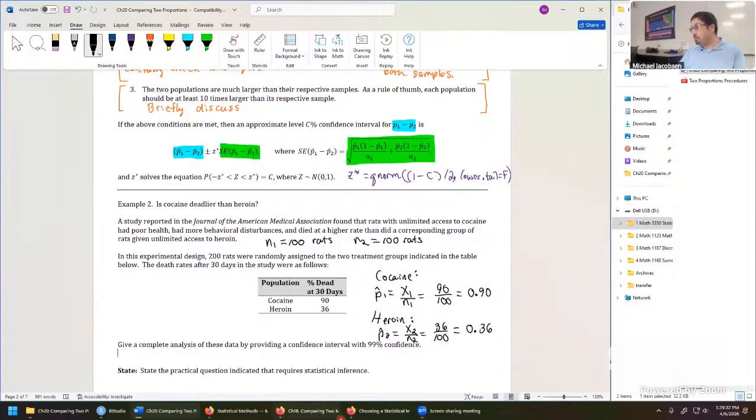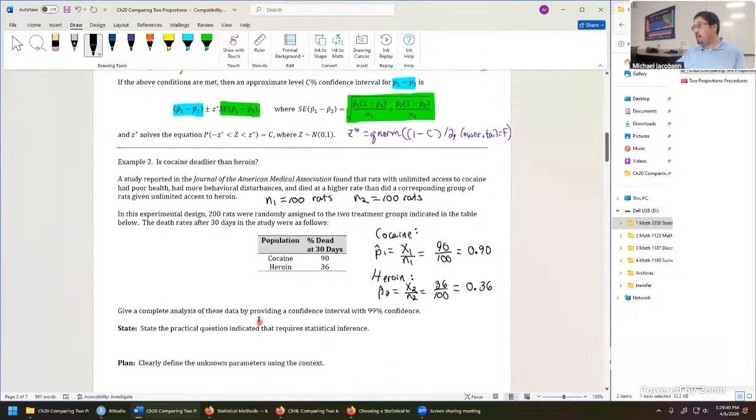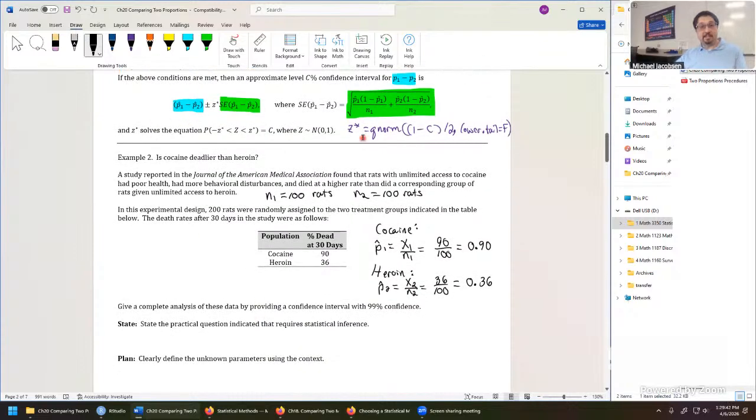It says for us to provide a complete analysis of the data using 99% confidence in this question. Well, all we're really going to do is run through these methods, check out the conditions, and pretty much proceed just like we've done before in the prior chapters. Just a new context of this time two population parameters we're estimating, P1 minus P2. Any questions before we get fully started on the procedure?